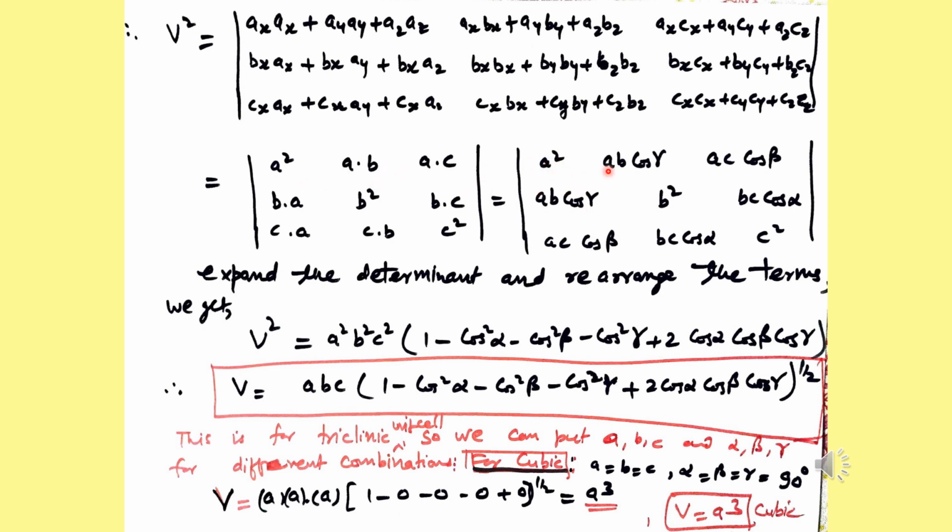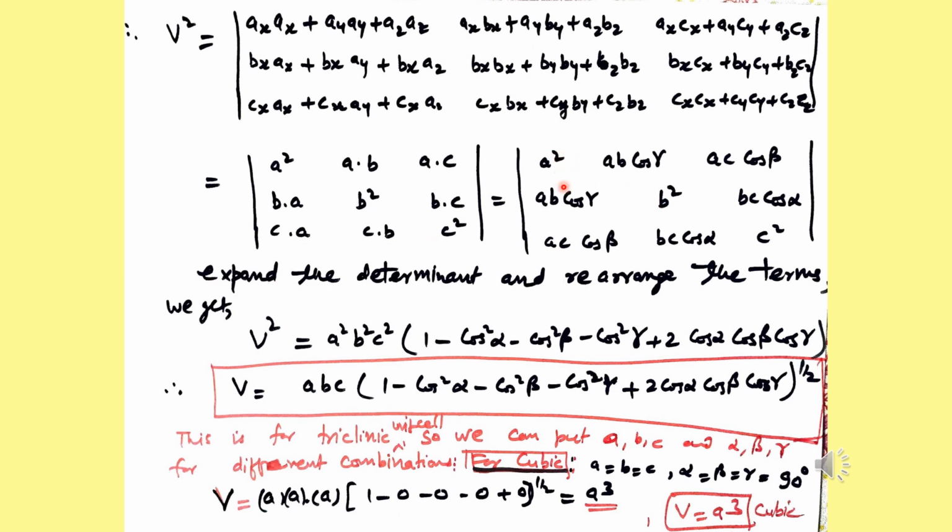a dot b can be written as ab cos gamma, because gamma is the angle between a and b. In the case of a and c, the angle between a and c is beta, so a dot c we can write as ac cos beta: magnitude of a, magnitude of c, into the angle between these two vectors, that is beta. So that's why we have expanded the dot product.